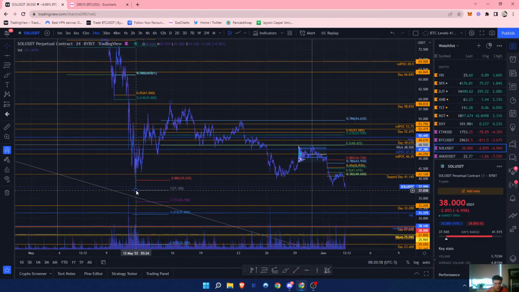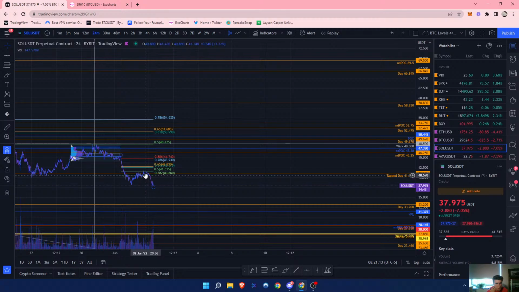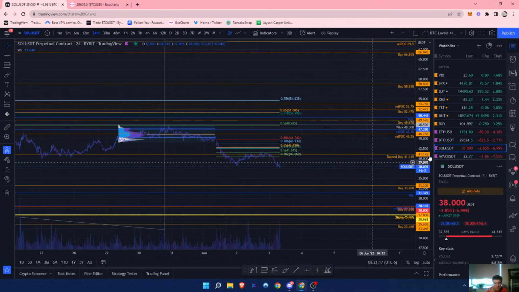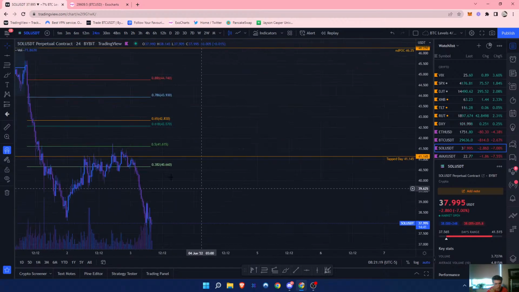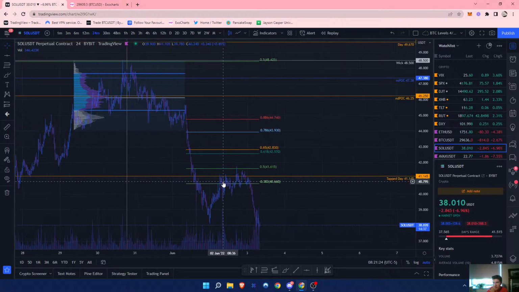But nevertheless, at the 37 level, I believe there is a good amount of longs down here, so generally stop losses. It could be a possibility that we come down here, grab the liquidity, and then move up. I didn't realize how much we dumped last night. It's really quite amazing. I wasn't paying attention too much, but it was like an 8% move down overnight. A lot. So again, interesting.